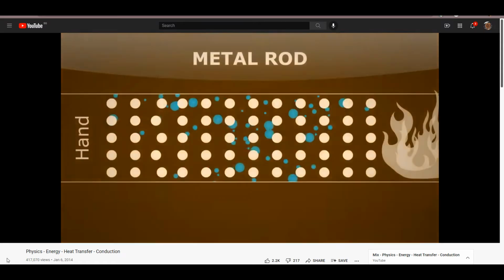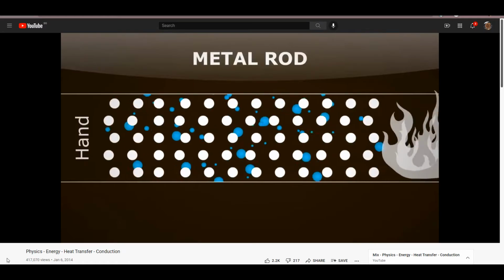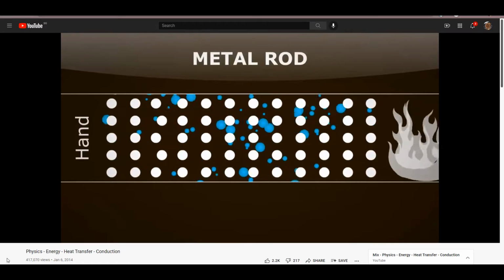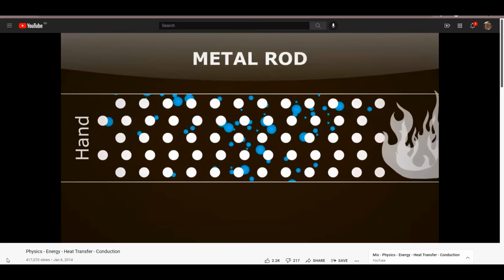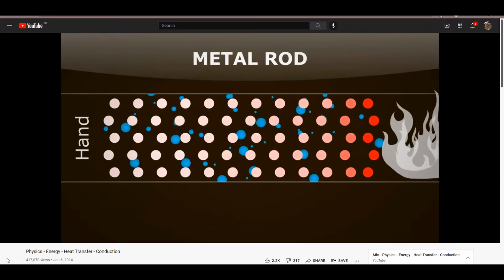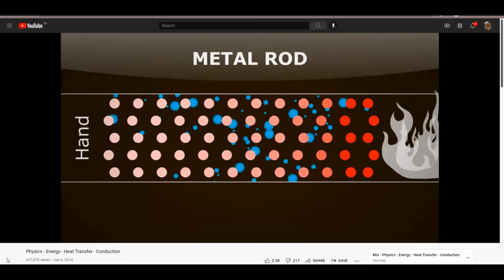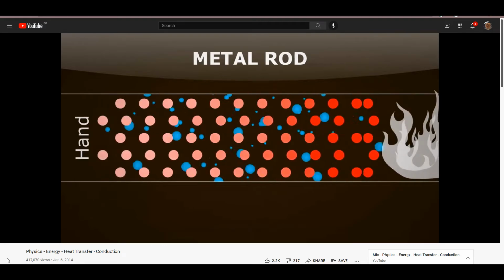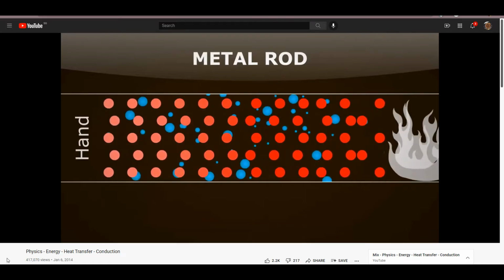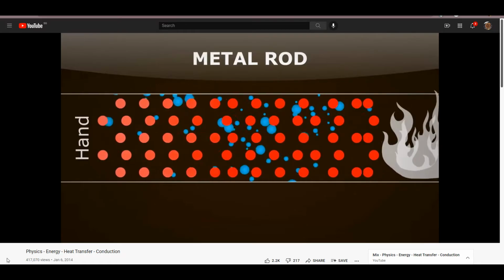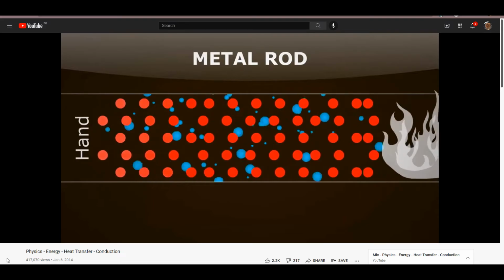Right, now let's look at the metal and see why metals are such amazing conductors. If we look at the metal, we see there's still the same process happening as in the glass. The atoms near the fire gain heat and vibrate, colliding with the ones next to them. But there's an extra thing happening inside the metals. There are all these tiny little electrons whizzing around. They're called free delocalized electrons.